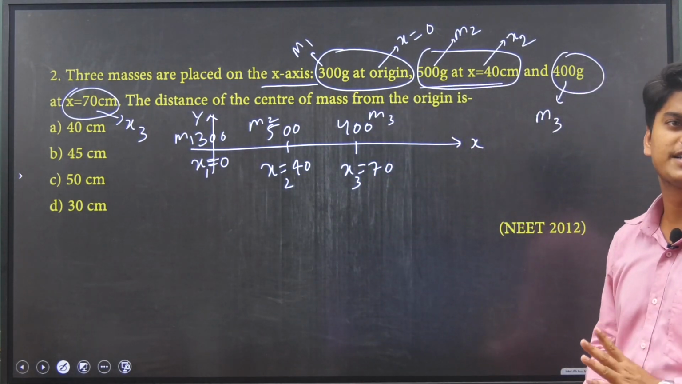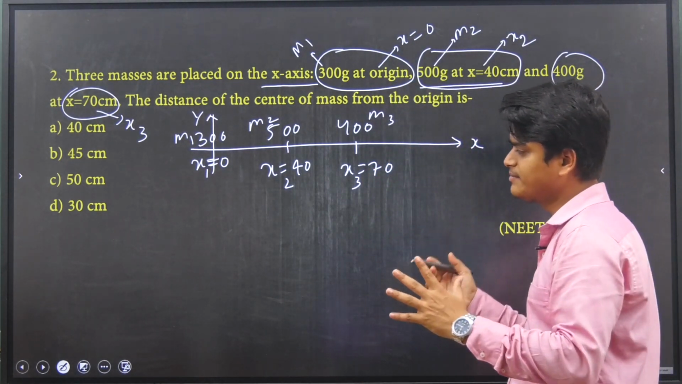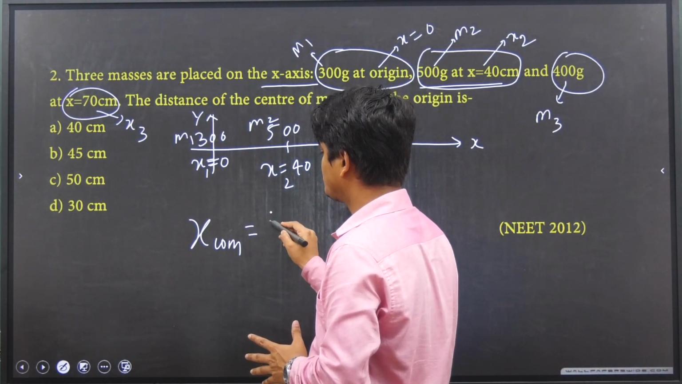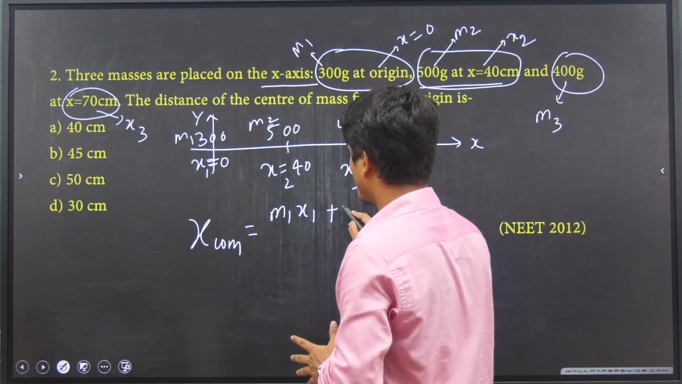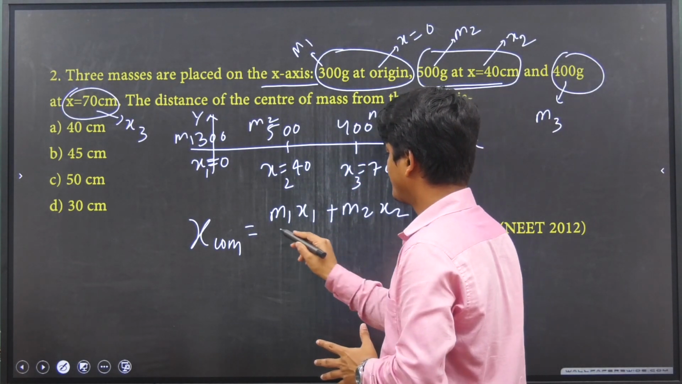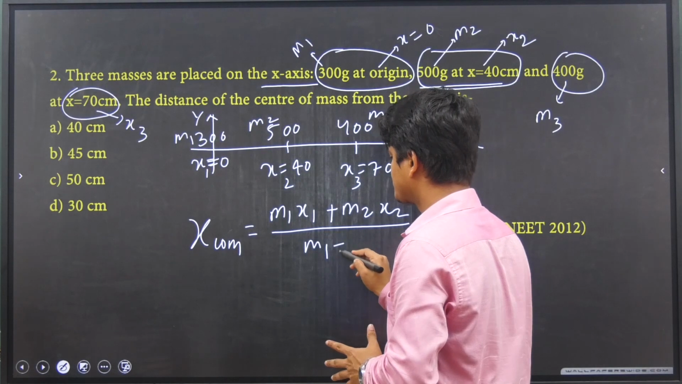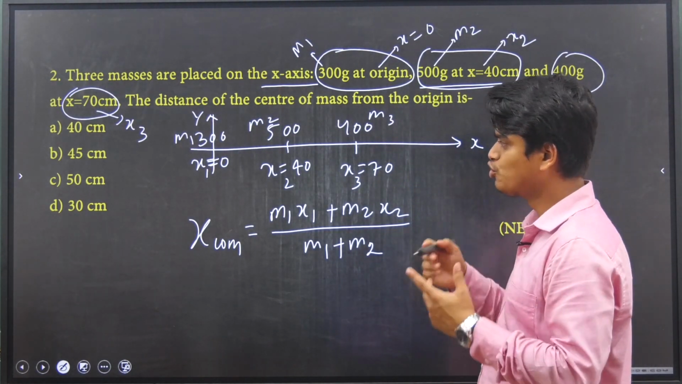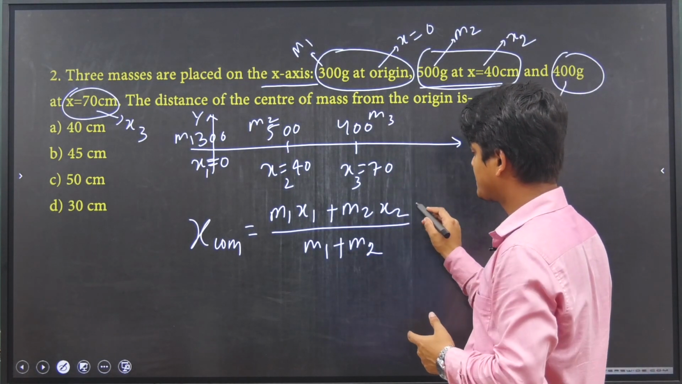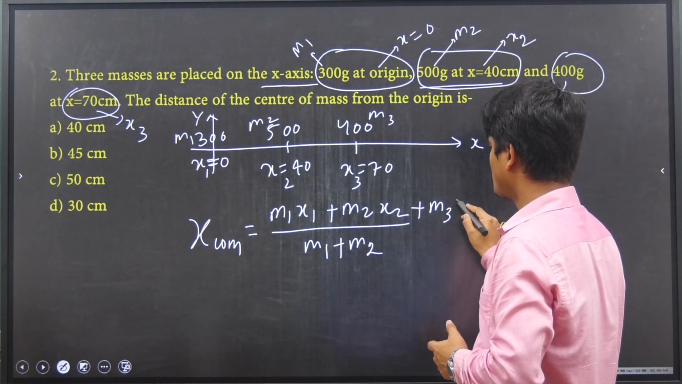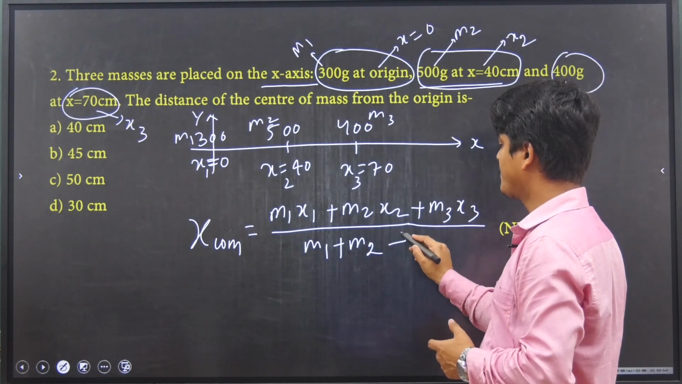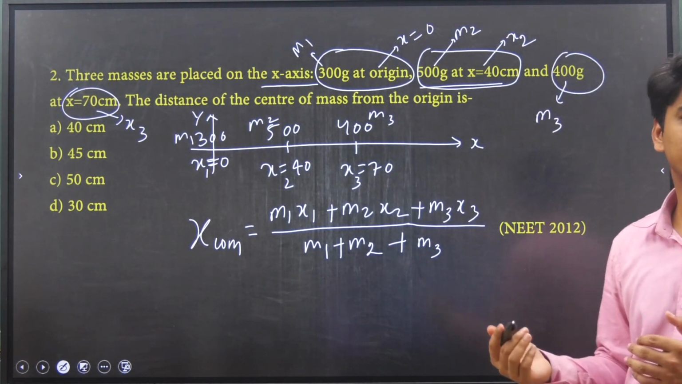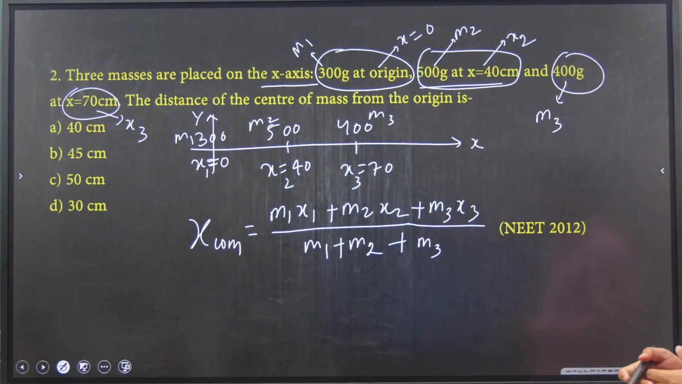Now this is the same thing, a discrete mass system coming, and for a discrete mass system, already you know, if you want to find center of mass, what formula you need to use? M1 x1 plus M2 x2 divided by M1 plus M2. So for two masses you can do this, but here three masses are there, so you can go for another term also, M3 x3 divided by plus M3. I hope everybody understands. If three masses are there, then you can go for three terms.